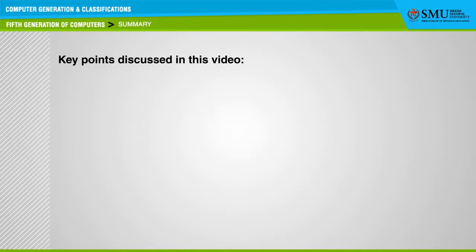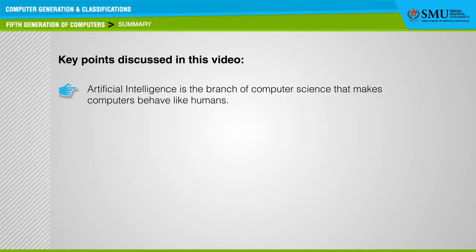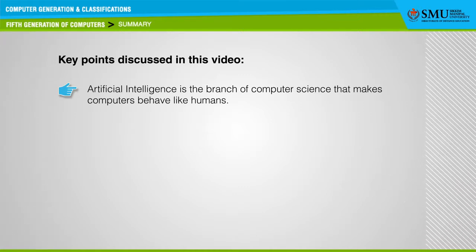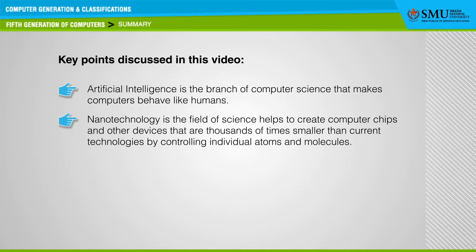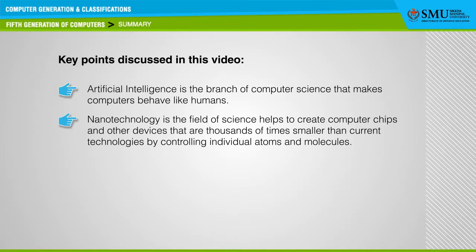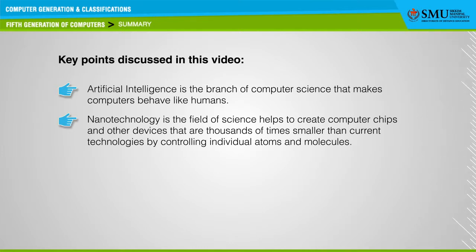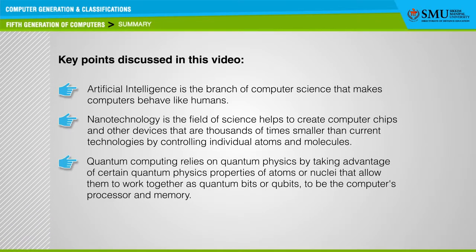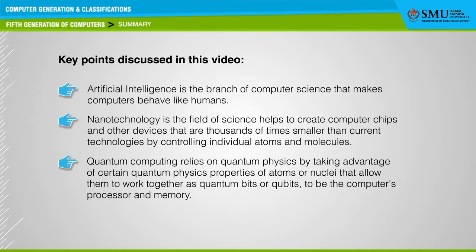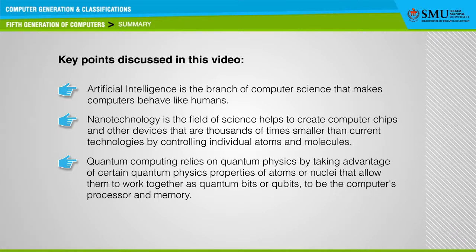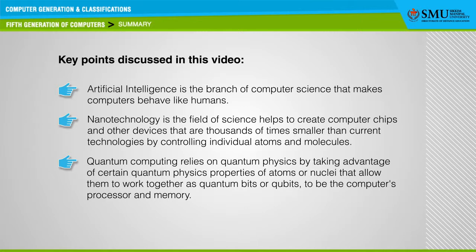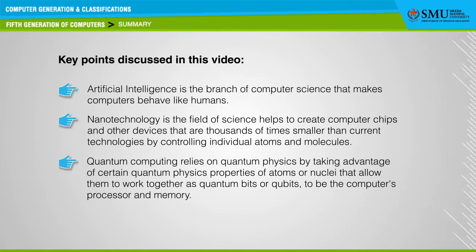Key points discussed in this video. Artificial intelligence is the branch of computer science that makes computers behave like humans. Nanotechnology is the field of science that helps to create computer chips and other devices that are thousands of times smaller than current technologies by controlling individual atoms and molecules. Quantum computing relies on quantum physics by taking advantage of certain quantum physics properties of atoms or nuclei that allow them to work together as quantum bits or qubits to be the computer's processor and memory.